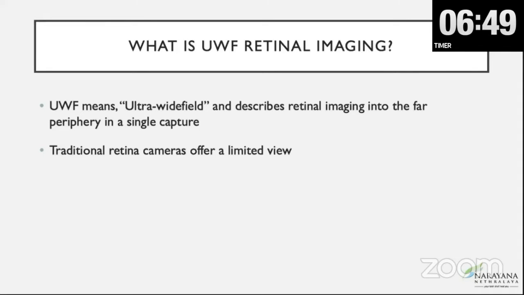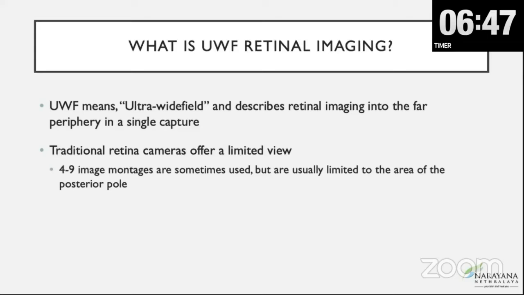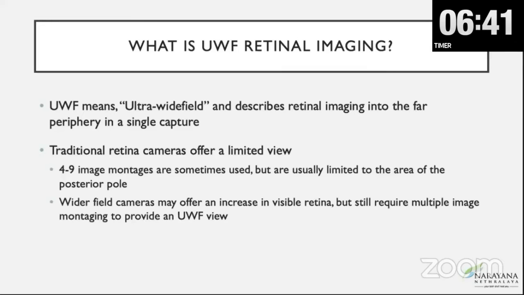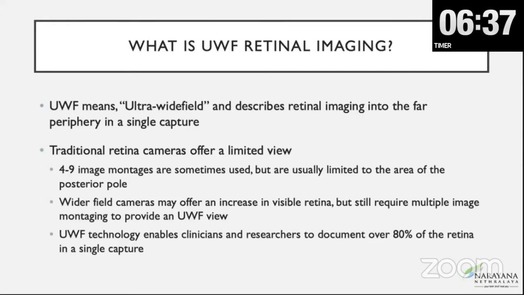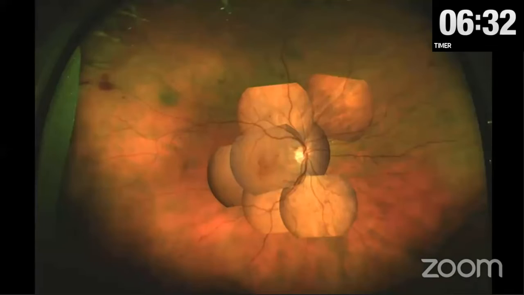Traditional retinal imaging does not offer this complete view. We need to at least get 4 to 9 image montages, and they're usually limited to the area around the posterior pole. Wider field cameras, therefore, offer increased visibility, and this helps us to document over 80% of the retina in a single capture.